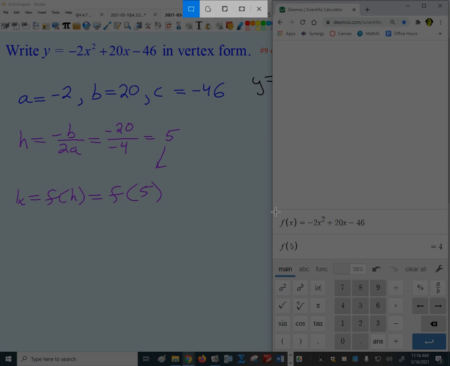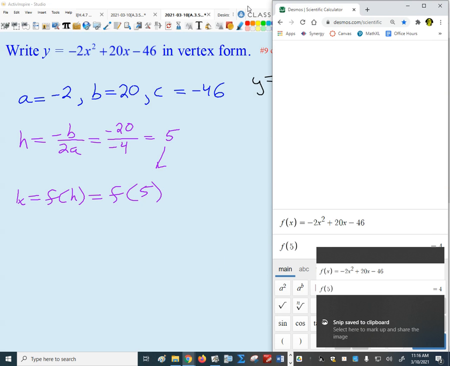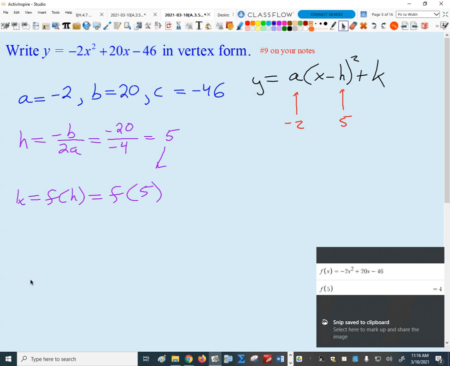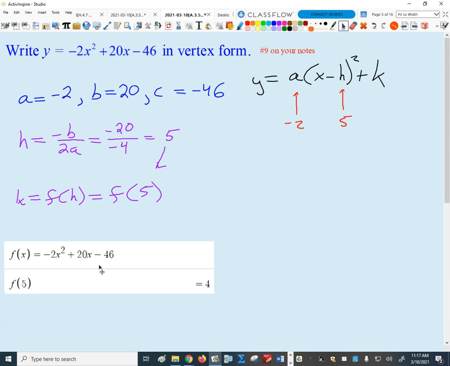There we go. I'll take a picture of this for the notes. So f of 5 equals 4. So those are the three values I'm plugging in. So now everybody write your answer down in chat. What's this going to be? y equals what? What's our answer going to be if we write this function in vertex form?